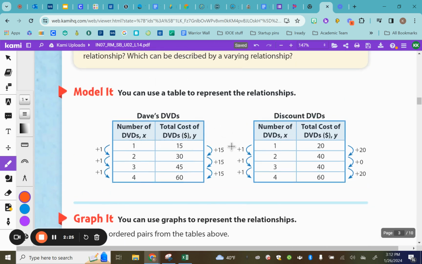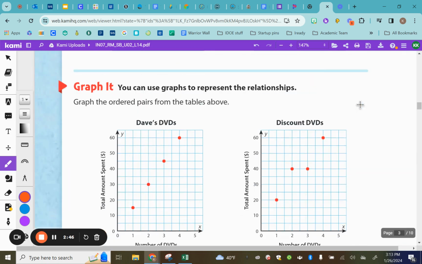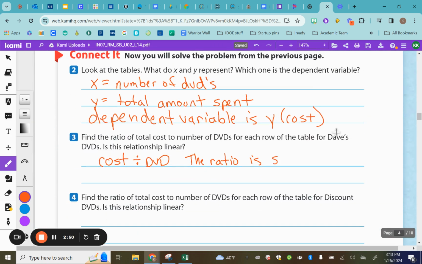15 divided by 1 is 15. 30 divided by 2 is 15. 45 divided by 3 is 15. And 60 divided by 4 is 15. So for Dave's DVDs, the ratio is, and I already forgot the number, 15. The ratio is $15 per DVD.